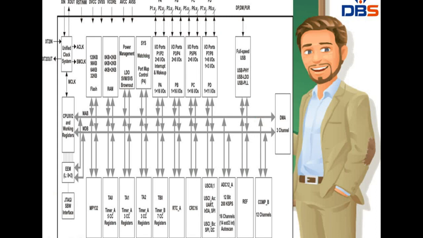In the previous session we discussed UCS and EEM and the different flash, RAM, ROM, power management, watchdog timer, and IO ports, and also USB and MSP432. In this session we are going to discuss the timers and the real-time clock and the remaining blocks which are present in the block diagram.